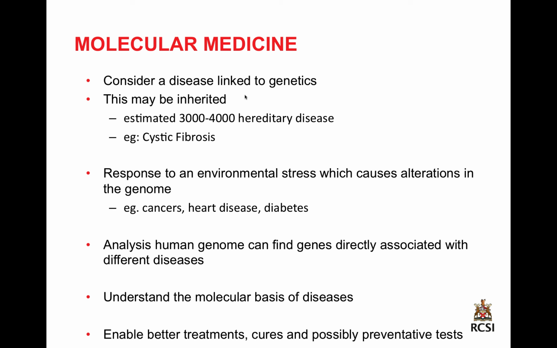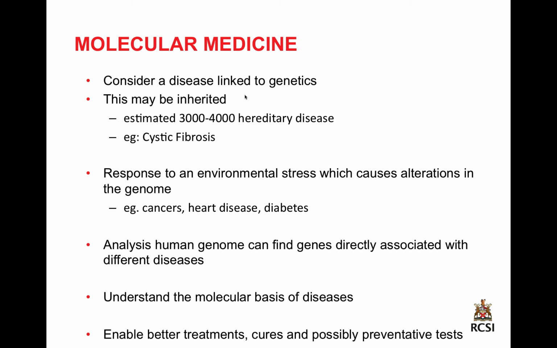So this is a disease linked to genetics, and it is estimated there could be 4,000 hereditary diseases on the human genome. So, for example, in the Irish context, there is quite a lot of higher incidence of cystic fibrosis in this country, a lot to do with the genetic makeup of the country. So we could have a disease linked to genetics, or we could have something that happens that alters the genome from an environmental factor or stress, such as radiation causing cancer, or indeed diet and heart disease, or diabetes and diet.